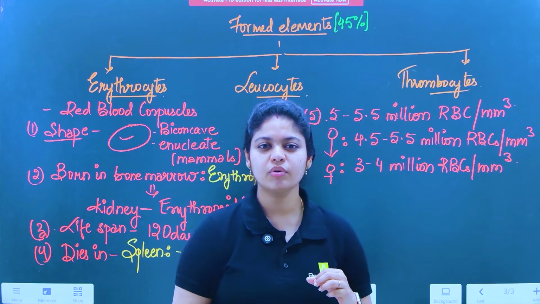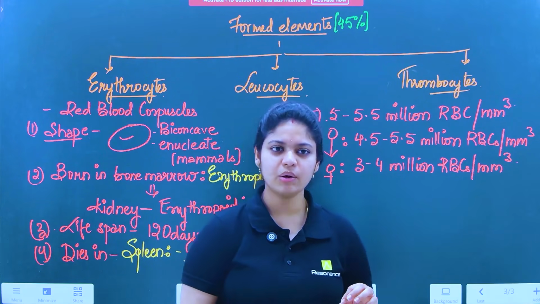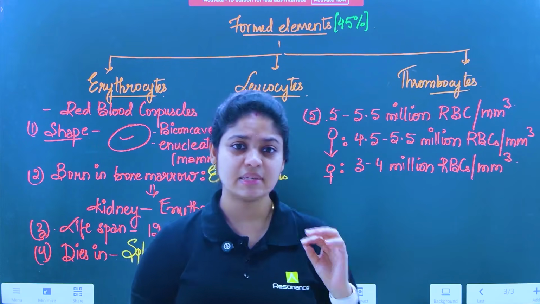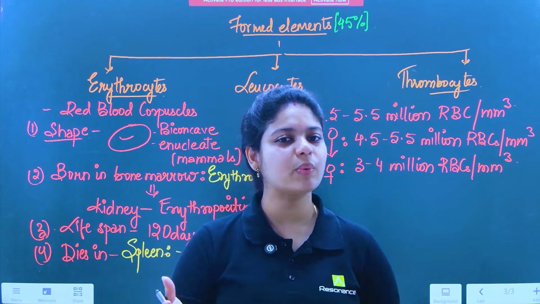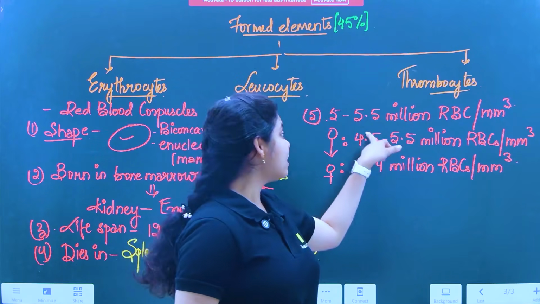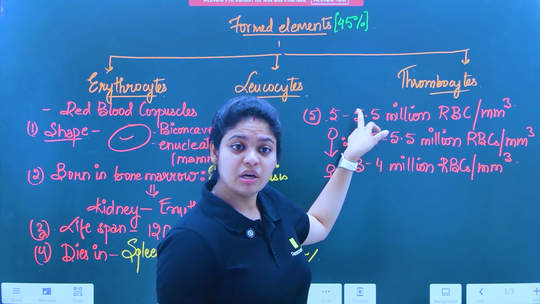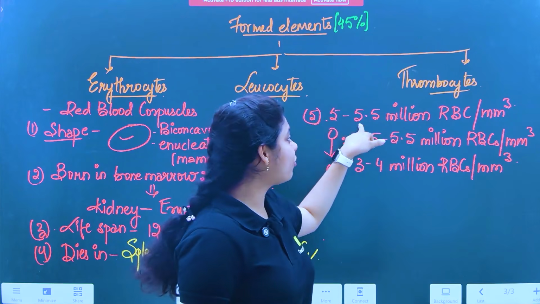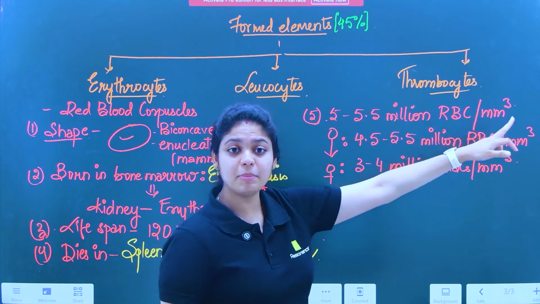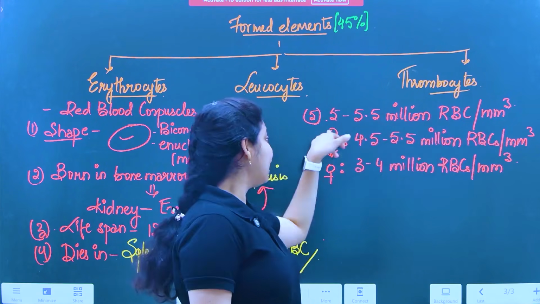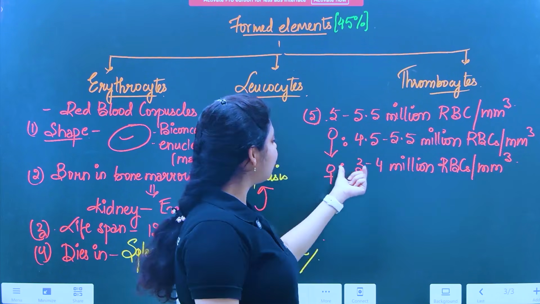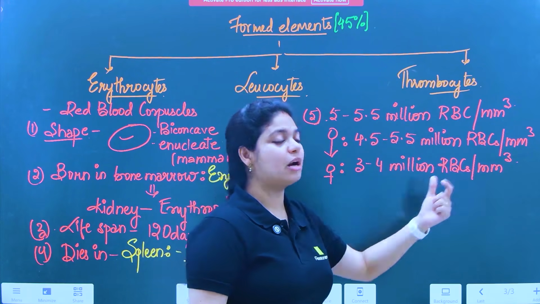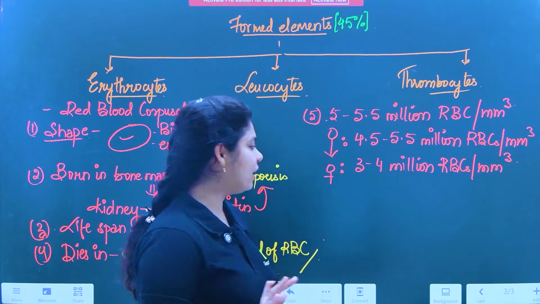It is because of menstrual cycle. Okay, it is because of the monthly cycles. The female is having less number of RBCs when compared to the male. This is the average count, 5 to 5.5 million RBCs per cubic millimeter. In male it is 4.5 to 5.5 million RBCs. In female it is 3 to 4 million RBCs per cubic millimeter.